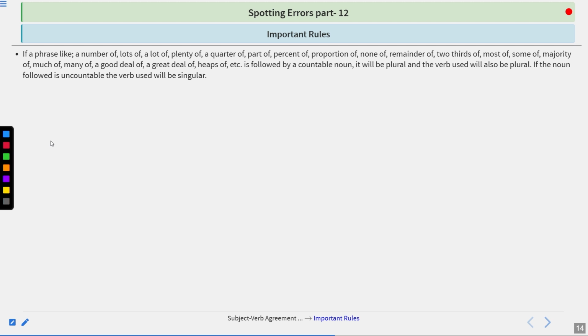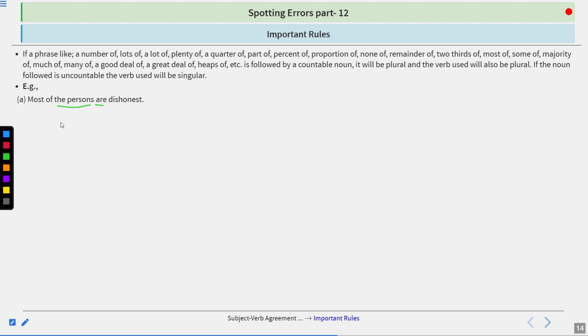I hope you have understood. Let's look at the examples and try to understand. Most of the persons are dishonest. So here we have used "most of", and "the persons" follows "most of". The persons here is a plural noun, so "most of" will also be considered plural. That's why we have used a plural verb here, which is "are".